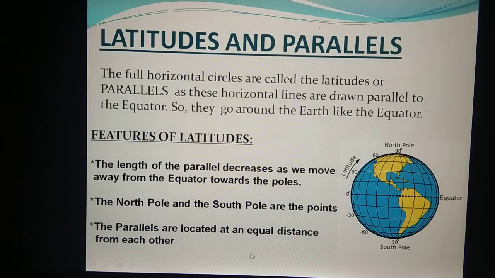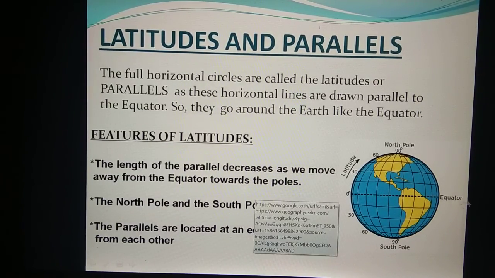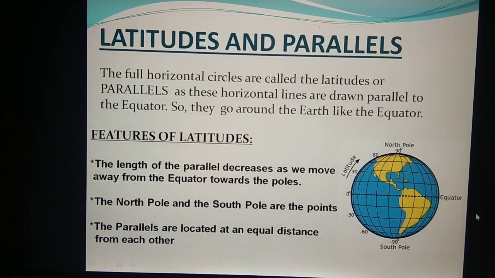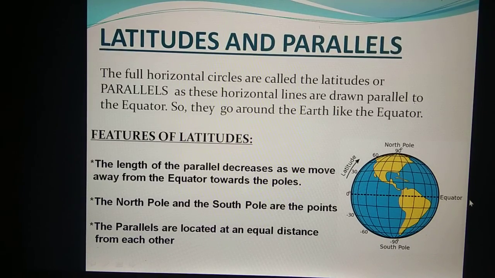Latitudes and parallels. The full horizontal circles are called the latitudes. This is the horizontal line on the earth, and these full horizontal circles are the latitudes. These latitudes are parallel to the equator. So they go around the earth like the equator.